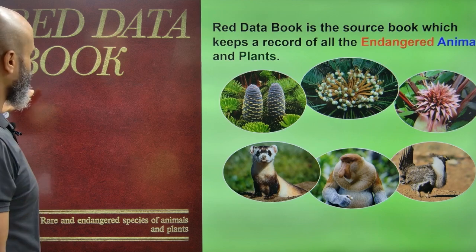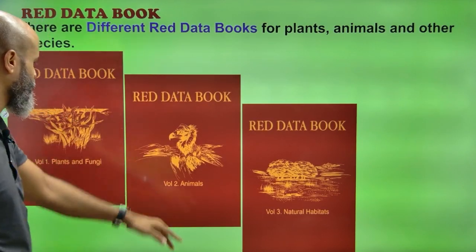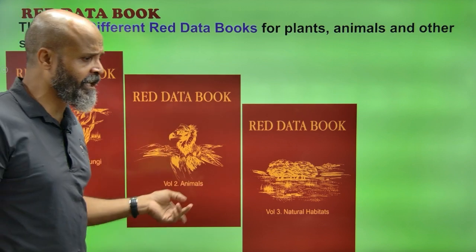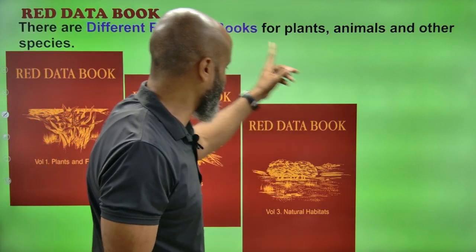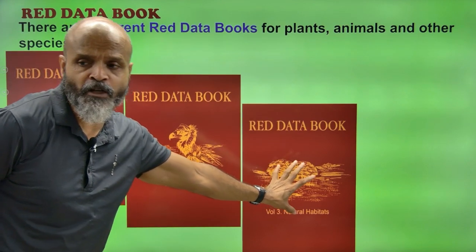Okay, so there are a lot of animals. There are different red data books for plants, animals and other species. So for plants and fungi, we have a red data book. For animals, we have a red data book. For natural habitats, we have a red data book. Okay, so natural habitats which are going extinct.